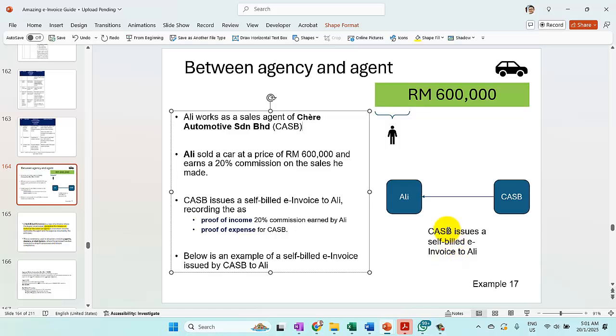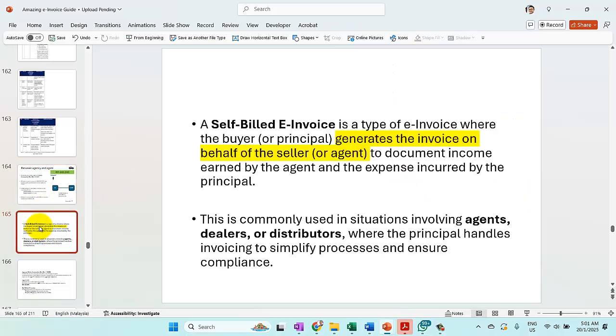The first one is issued to the buyer to prove that the buyer has bought something. Now the second part is that CSB issues a self-billed e-invoice. So it's not Ali issuing a self-billed invoice. It's CSB, the agency, that issues the e-invoice. A self-bill is a type of e-invoice where the buyer generates the invoice on behalf of the seller. So you can see the agent is the seller and the buyer is the principal. This is part two, used when they are not employees, but they get income.